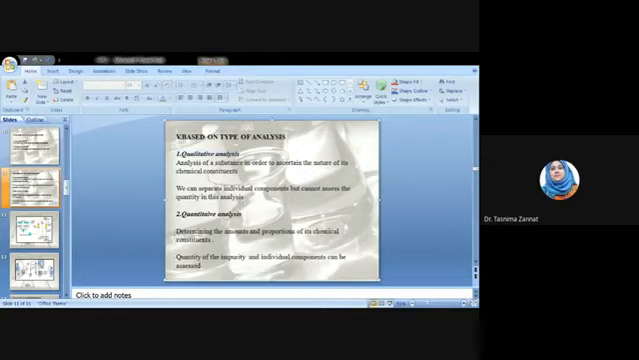And by quantitative analysis HPLC, we can detect and also determine the amount of the components. So the quantity of the impurity and individual components can be assessed. It means by using this quantitative HPLC instrument, we can test the purity of the sample, or we can test the quality of the sample.